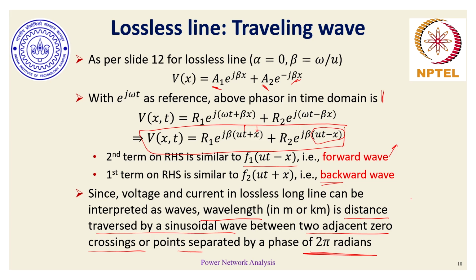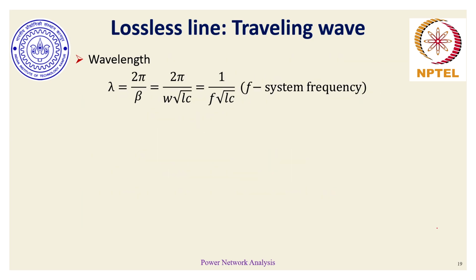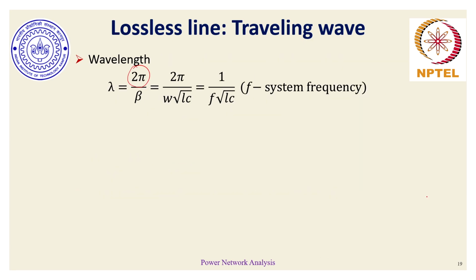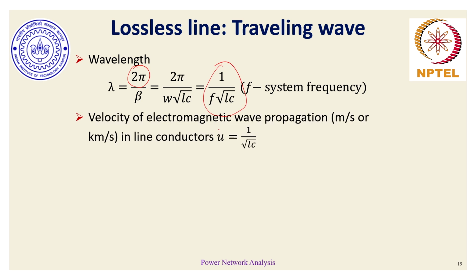Since we know the phase constant beta and the angular frequency, we know the velocity of the wave, which is omega by beta. We can also define its corresponding wavelength, which is 2 pi by beta, 2 pi coming in because we need a zero crossing difference of 2 pi radians. So we get lambda as 2 pi by beta, which is nothing but 1 by f root of L into C. Similarly, u is called the velocity of electromagnetic wave propagation.